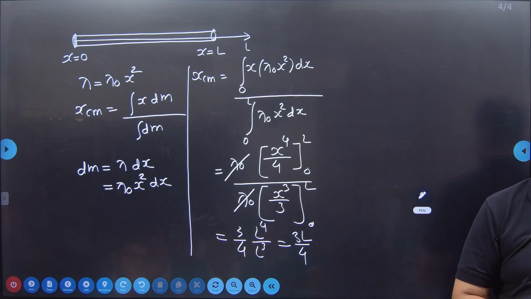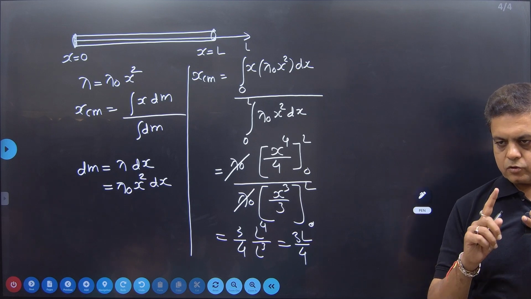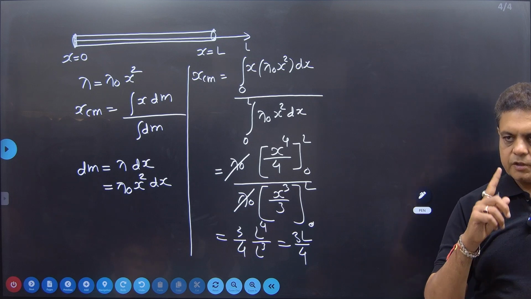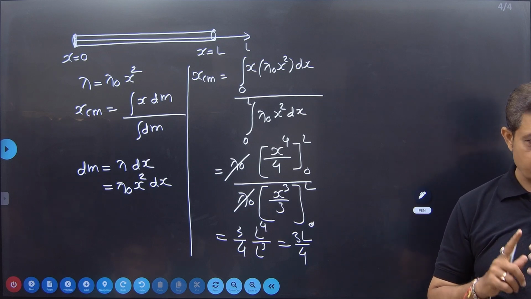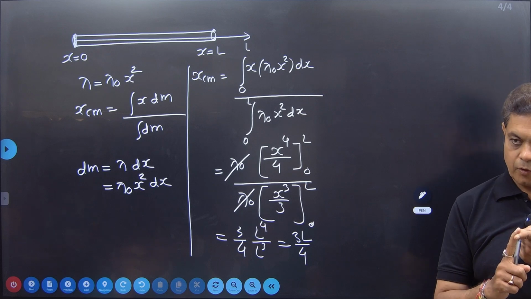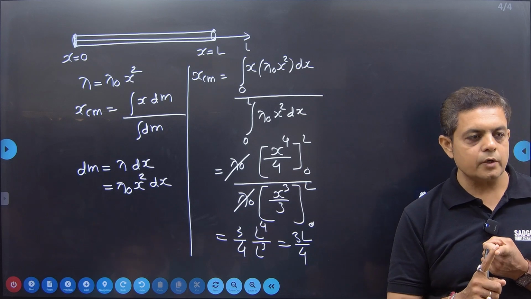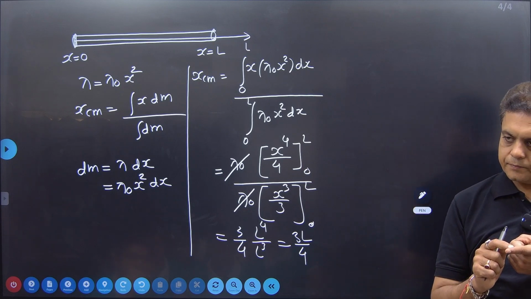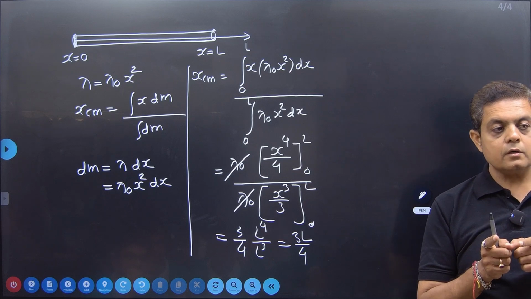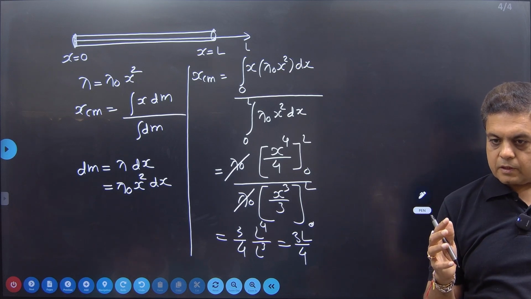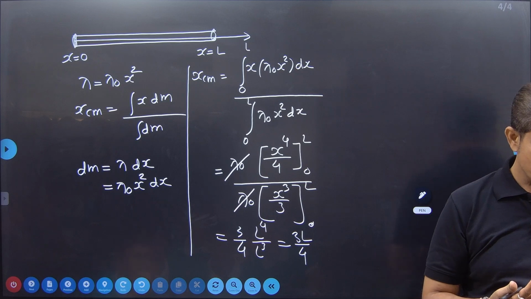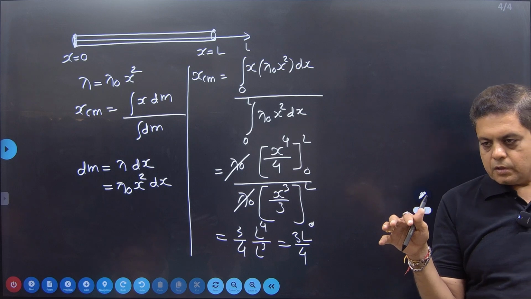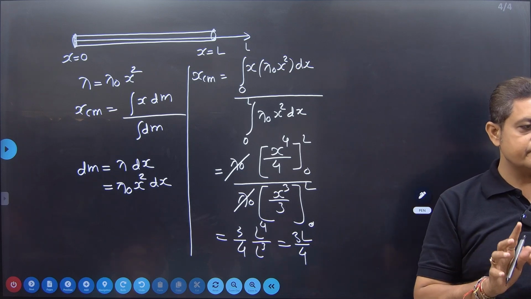Okay, there are three types of center we can define: geometrical center, center of mass, and center of gravity. If the mass distribution is uniform and the shape is regular, in that case, geometrical center is center of mass. If the complete substance is in the same gravitational field, meaning gravitational acceleration g is the same everywhere, then the center of mass is the center of gravity.